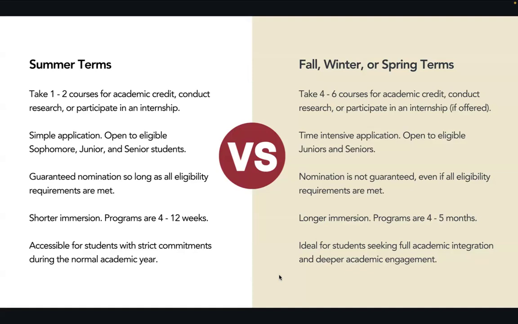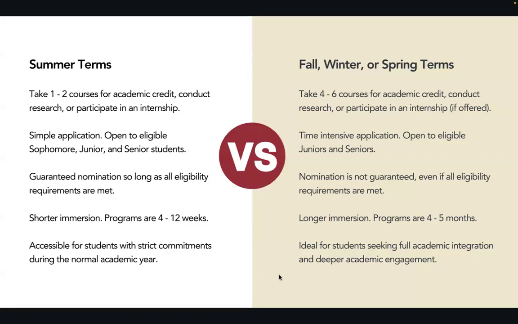So on summer term programs, students either take 1 to 2 courses for academic credit, or they might conduct research, or they participate in an internship. Very simple application, straightforward, one little essay prompt, 300 words. They have to tell us what they're doing, maybe a proposed academic plan if they're taking courses, or what they're hoping to do in the internship. So very straightforward, easy, not very time consuming, and it's open to eligible sophomore, junior, and senior students. With summer programs, there's a guaranteed nomination so long as all eligibility requirements are met. And we're going to talk about what nomination means a little bit later.